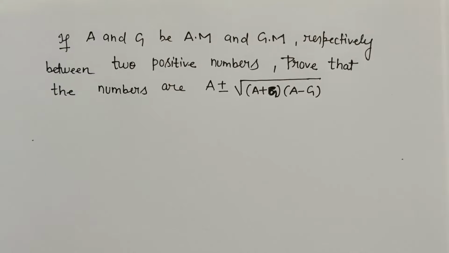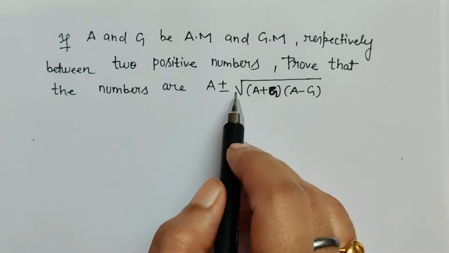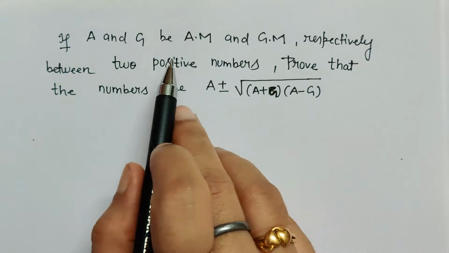Friends, in this video we are going to prove this thing which says that if A and G are the arithmetic mean and geometric mean respectively between two positive numbers, prove that the numbers are A plus under root (A plus G)(A minus G) and A minus under root (A plus G)(A minus G). So let us go step by step.